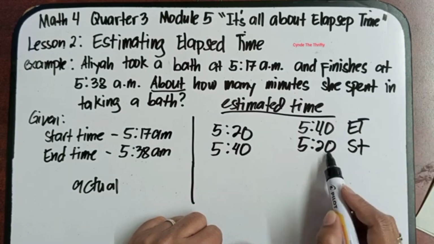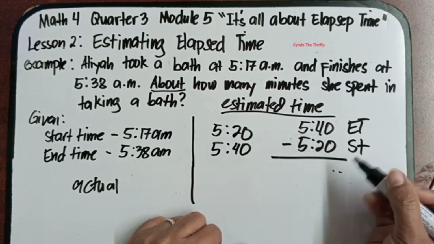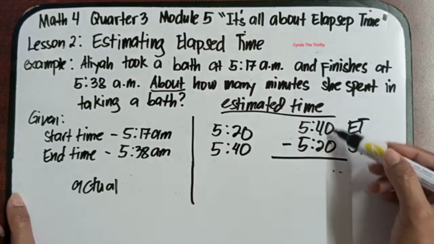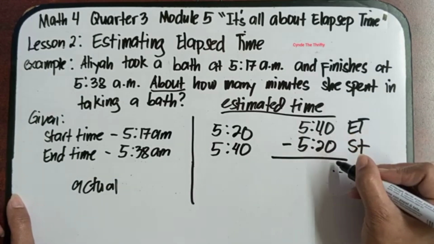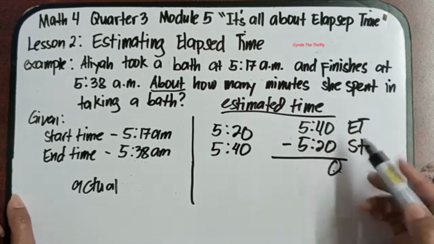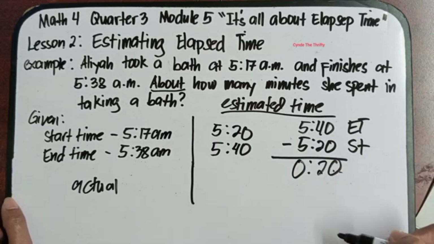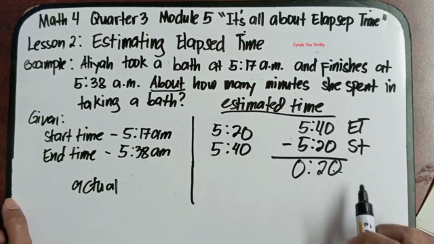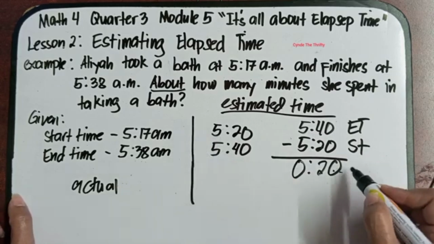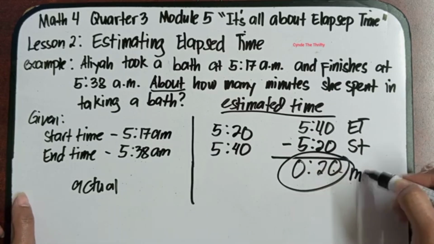Starting time is 5:20. So, ngayon is isubtract na natin siya. So, 0 minus 0 is equal to 0. 4 minus 2 is equal to 2. And then 5 minus 5 is equal to 0. So, ibig sabihin, ang estimated time sa pagligo ni Aliyah is 20 minutes.